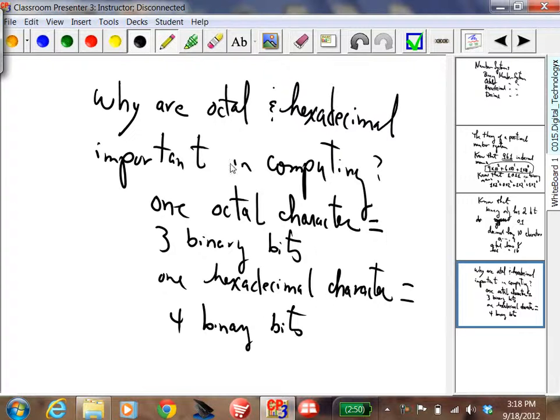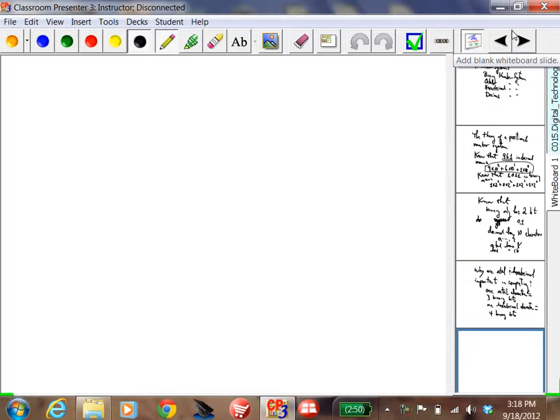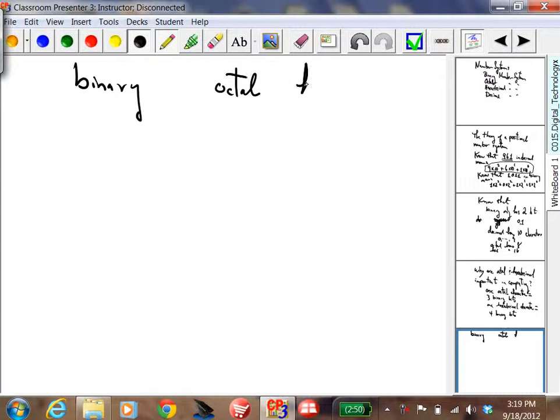So I expect you to be able to convert from binary to octal, binary to hexadecimal, hexadecimal to binary, octal to binary, hexadecimal to octal, okay? Because those are easy. Here's binary, here's octal, here's hexadecimal. And we call hexadecimal hex usually, just hex.